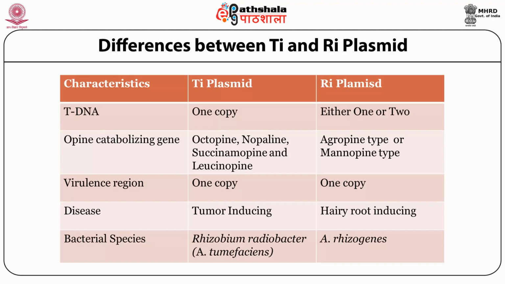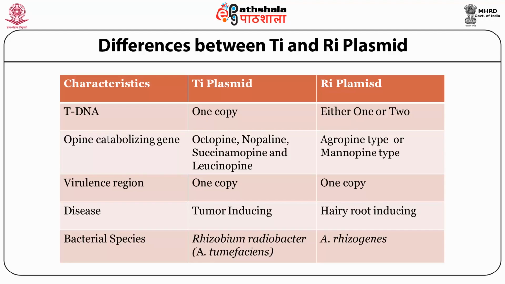The opine catabolizing genes: Ti plasmid and Ri plasmid have a different set of opine catabolizing genes. In Ti plasmid, we have octopine, nopaline, succinamopine, and leucinopine. In Ri plasmid, we have agropine type or mannopine type.